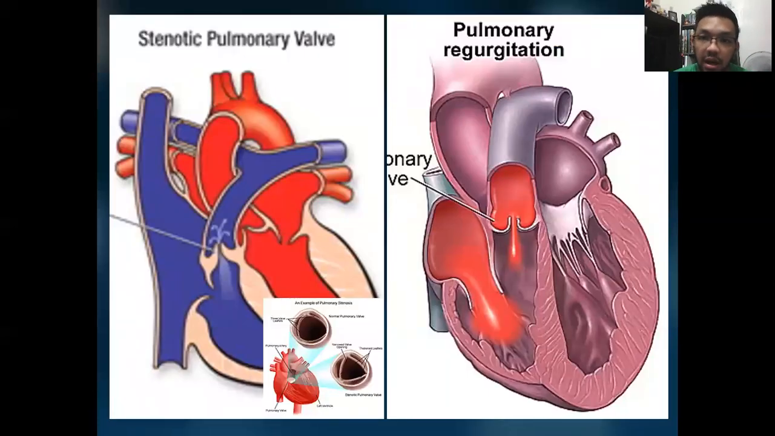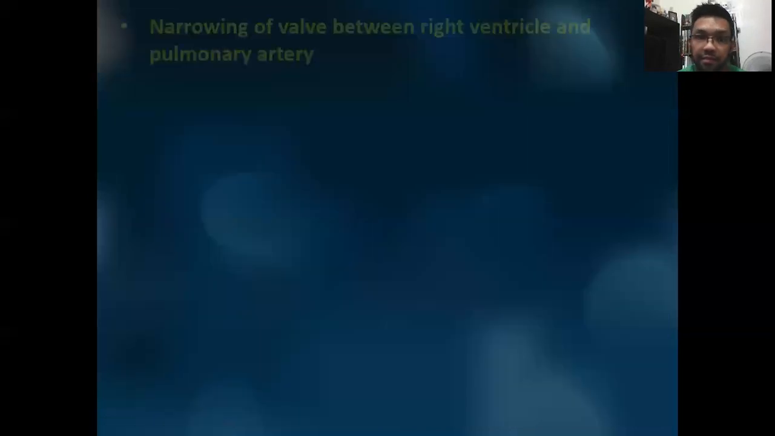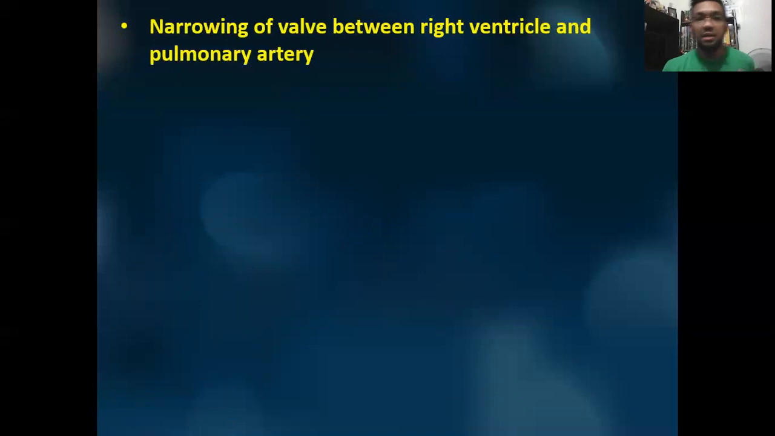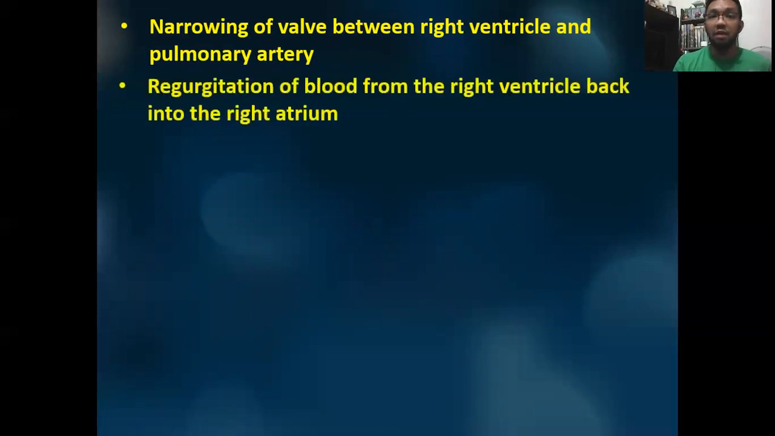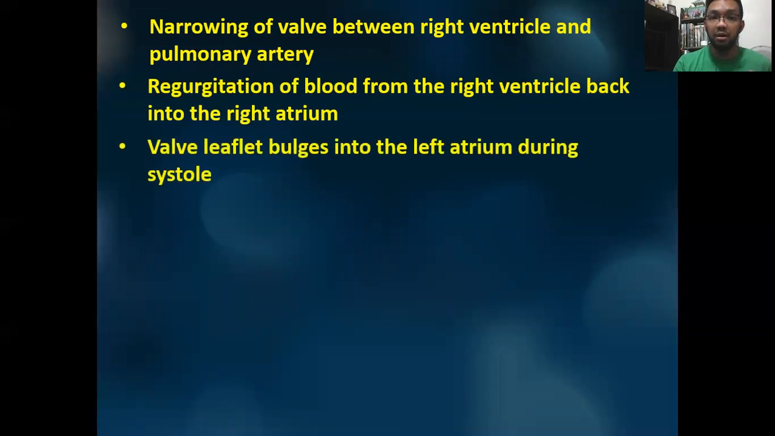So as you can see here, there is pulmonary regurgitation of blood. So it goes back into the right ventricle due to insufficiency. But here, since there's a stenosis, a little amount of blood is going to go through it. So there will be narrowing. That's the narrowing of valve between right ventricle and the pulmonary artery. Regurgitation of blood from the right ventricle back into the right atrium.